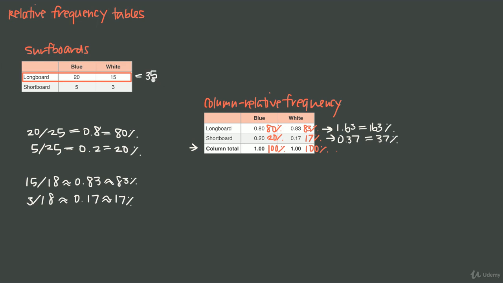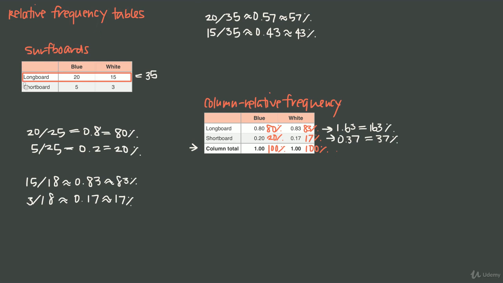Now of our 35 longboards, what percentage are blue? Well, we would just take 20 divided by 35. So we'll do that up here and we'll say 20 divided by 35 is approximately equal to 0.57, or about 57%. If I want to find out the percentage of longboards that are white, I would take 15 divided by the total of longboards, 35. So 15 divided by 35 is approximately equal to 0.43, or 43%.